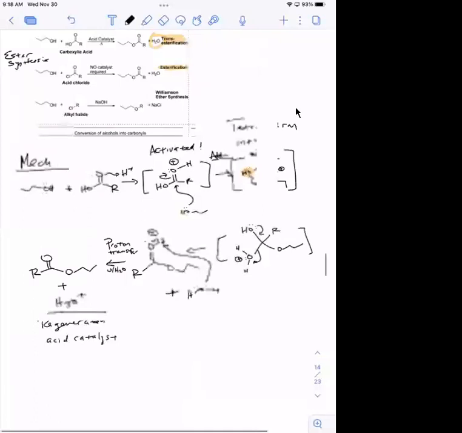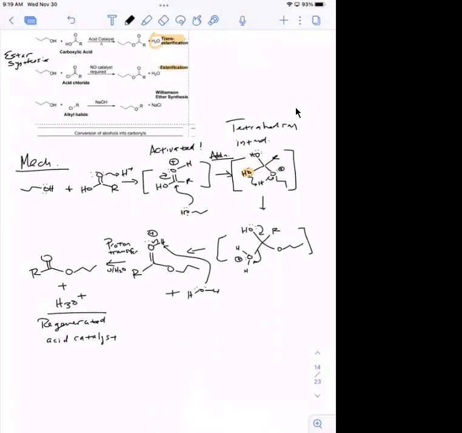Right, so all these reactions, if you watched the video that was sent out on Monday, or if you previewed that part of the chapter, this is not foreign. It shouldn't be foreign to you. It should at least be a little bit familiar. So that's the mechanism for transesterification.